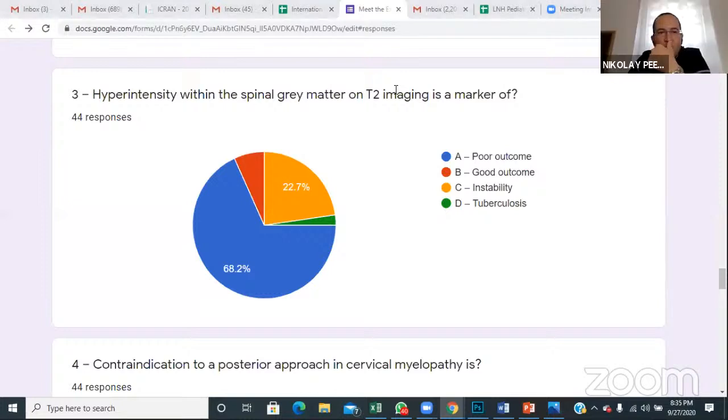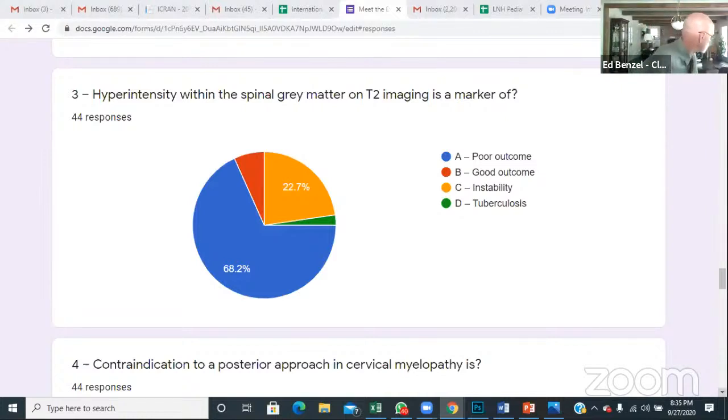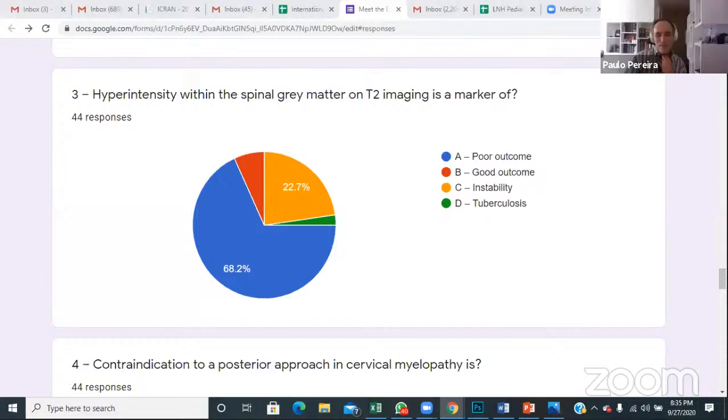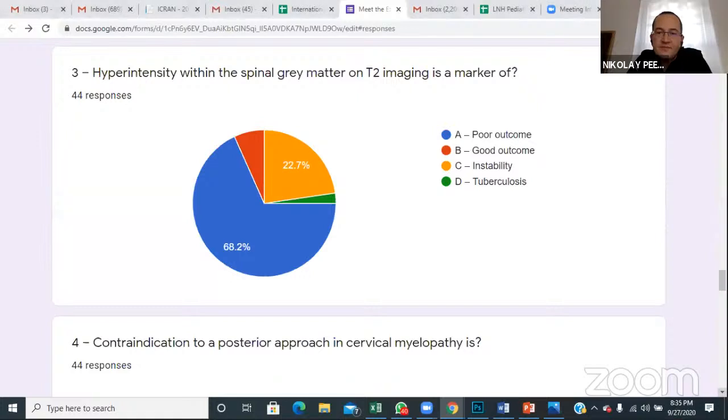Okay, so hyperintensity within the spinal gray matter on T2 imaging is a marker of what? So we have here poor outcome, good outcome, instability and tuberculosis. Obviously, the answer is A. Actually it's none of them, to be honest about it, because the finding on MRI that's more critical is hypointensity on T1. That's the primary indicator of poor outcome. Yeah, that's more important than T2 hyperintensity.